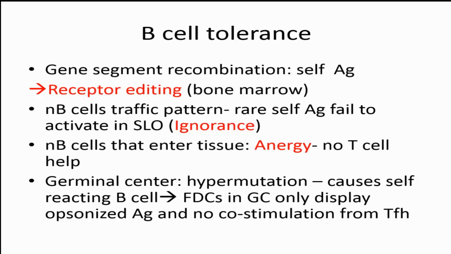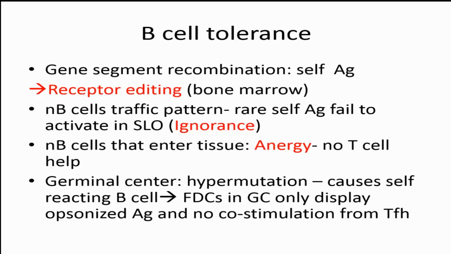So what happens to those? When they form that BCR by hypermutation or change their BCR, they are again tested against the antigens that are presented by follicular dendritic cells. But remember, the follicular dendritic cells in the follicles only attach to the antigens that are brought in by complement or the antibodies from the periphery, which means those are opsonized.